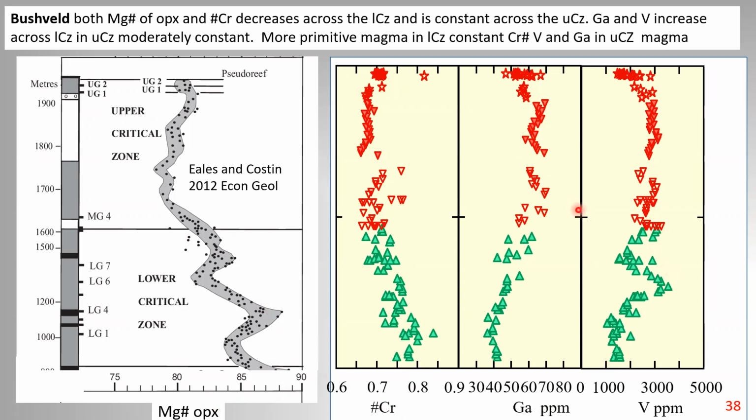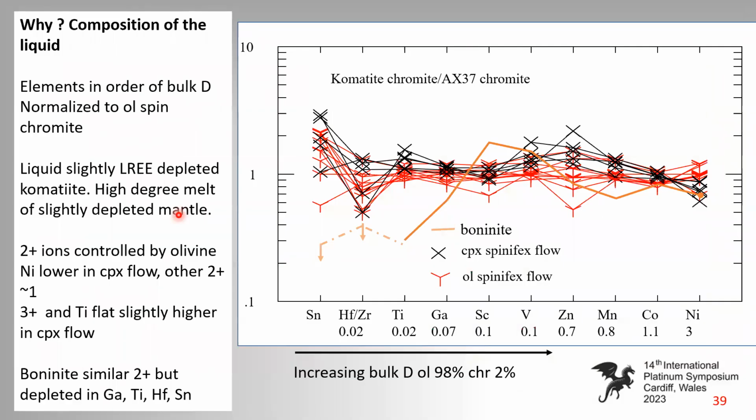So that's all coherent. Once you hit the upper critical zone, you see the magnesium number wobbles all over the place, but it's roughly the same all the time. The same is true of the chrome number. It's very similar, the gallium and the vanadium. So in this bit it's more evolved, but it's not changing that much. So the chromite is reflecting the composition of the liquid.